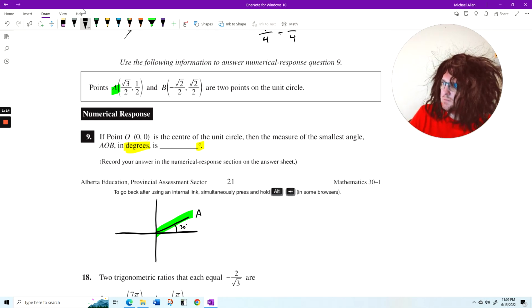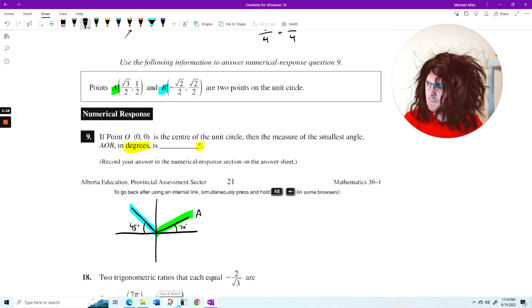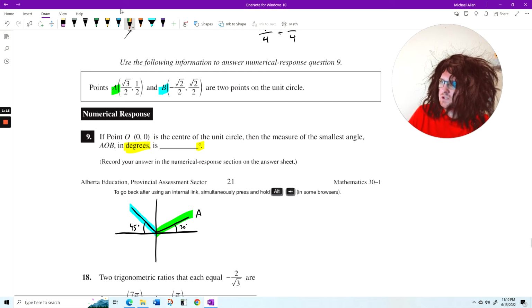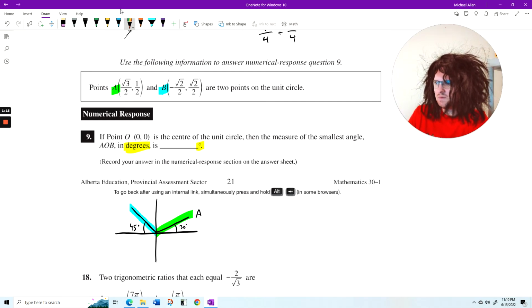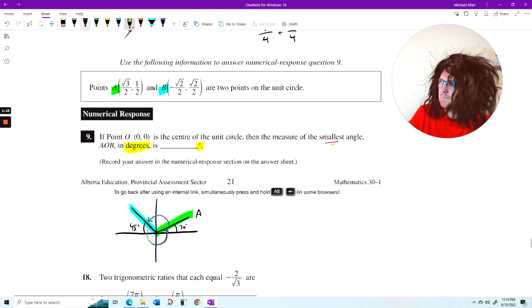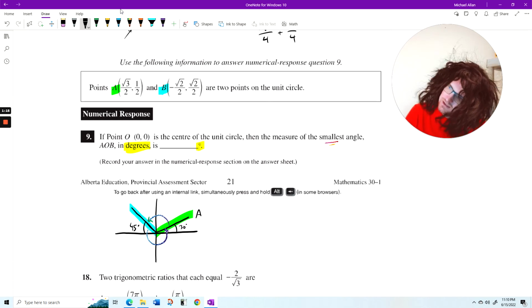So then B is going to be negative x, so it's going to be over here. So that's B. And then this reference angle is going to be 45 degrees, because the two things are the same, root 2 over 2, root 2 over 2. The smaller angle between the two is this angle on the top. There's a bigger angle on the back side, but you want the smallest angle between them. So I want this one, and that's on the top here. So that's 45 on this side.